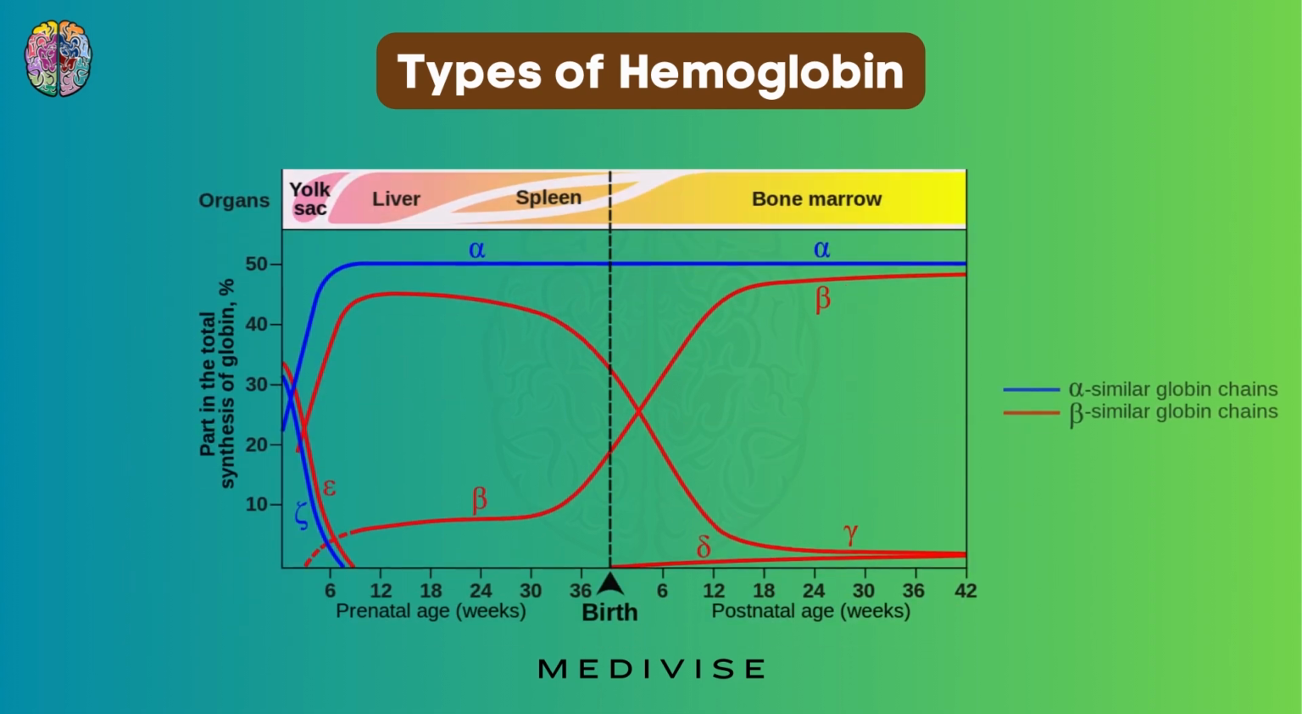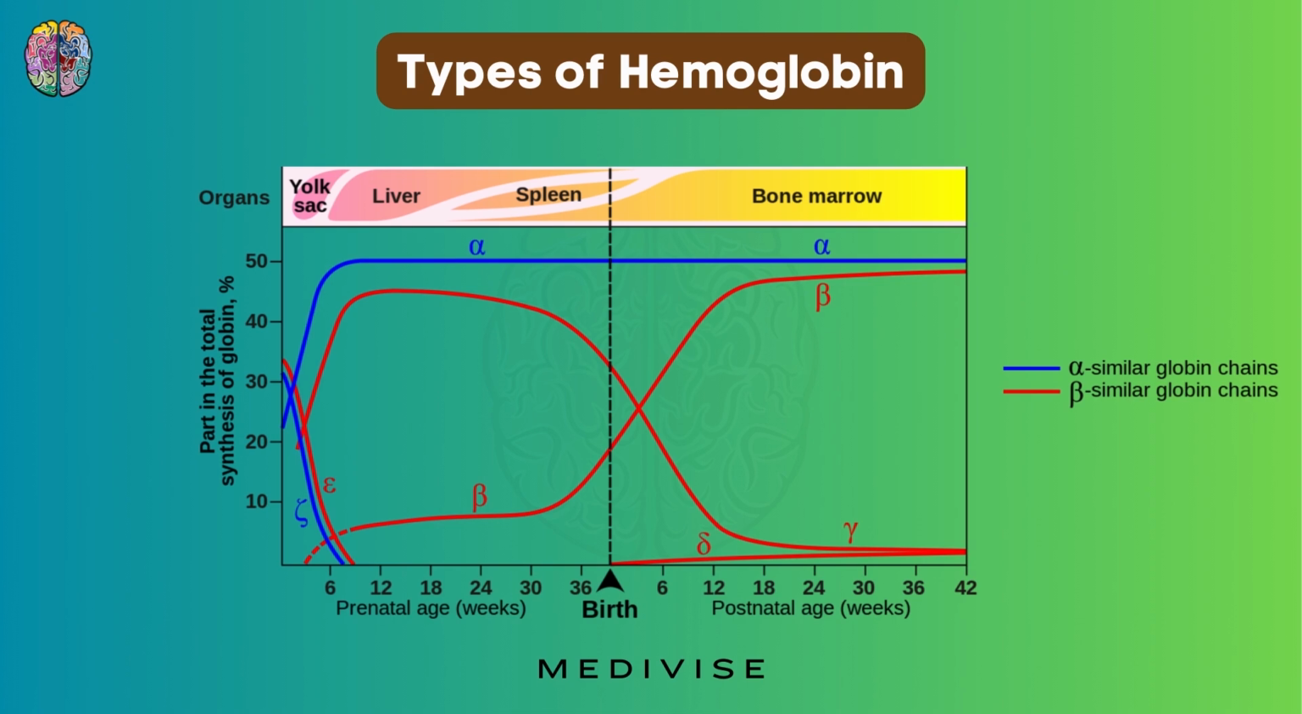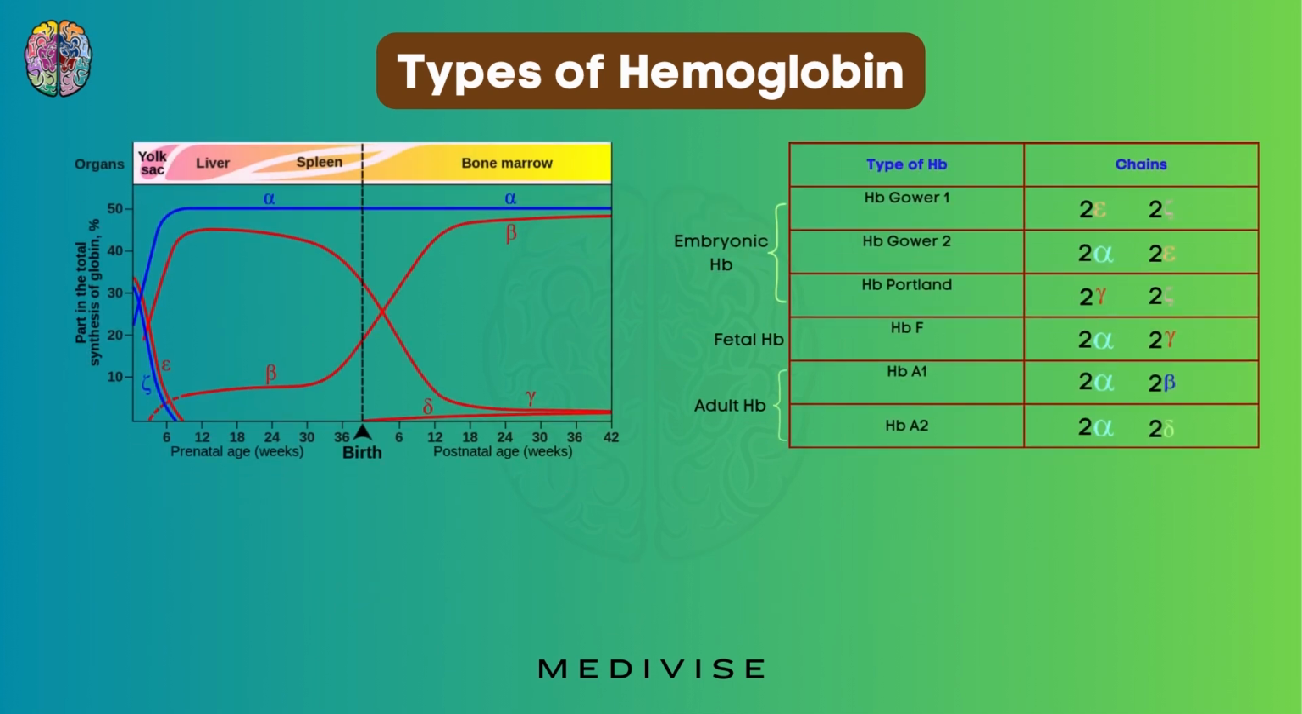Now we also have to look at this graph. This graph tells us about the production of each of these chains according to the timeline. I'll put these side by side so you can keep on comparing. First, you can see that the zeta chain and the epsilon chain both are very high at the start of embryonic life but very quickly reduce, and their quantity is almost zero by the 9th or 10th week. This is the reason that you're not going to find these chains in the adult or fetal hemoglobin.